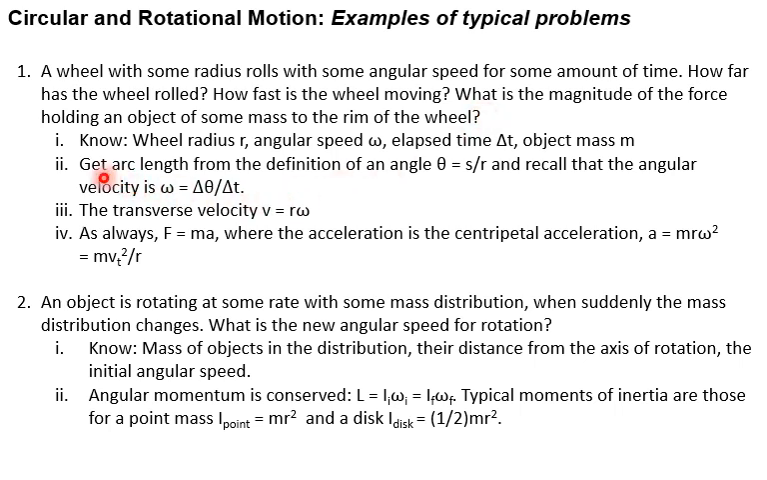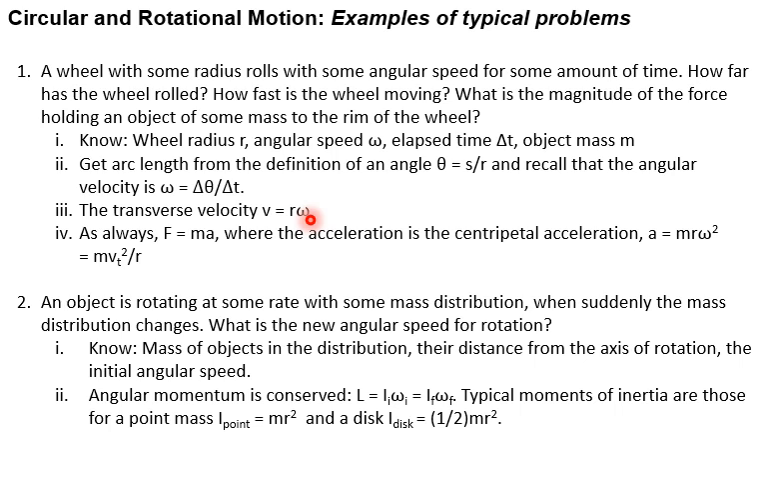So in terms of how far is linearly traveled, we'll keep in mind that you can get the linear distance as the arc length. And the arc length comes from the definition of an angle. So an angle is equal to the arc length divided by the radius of that circular motion. If you want to know what the linear speed is, you can recall that the angular velocity is the change in angle over change in time. And this transverse velocity is equal to the radius of the wheel times that angular speed.